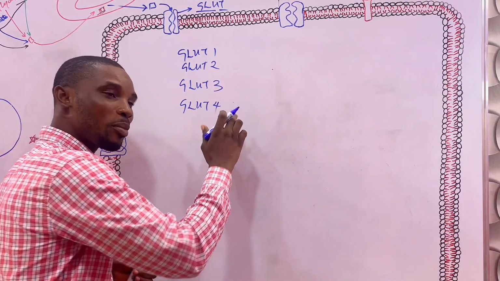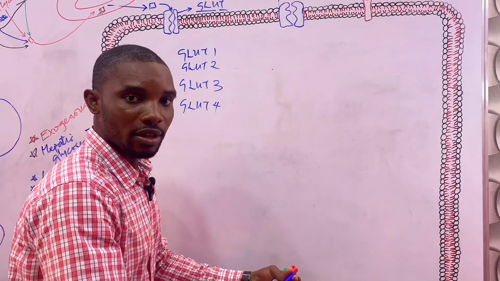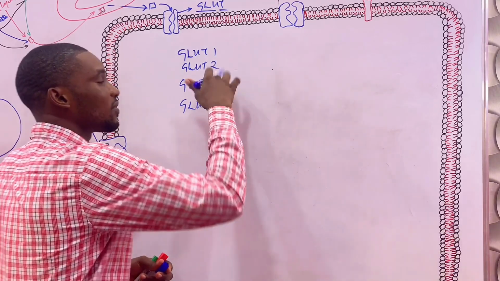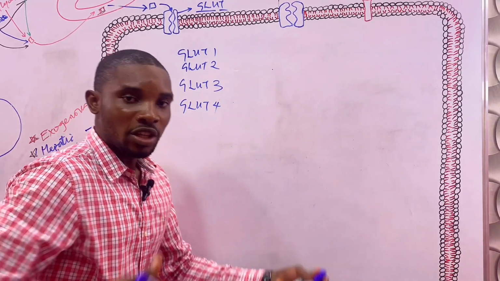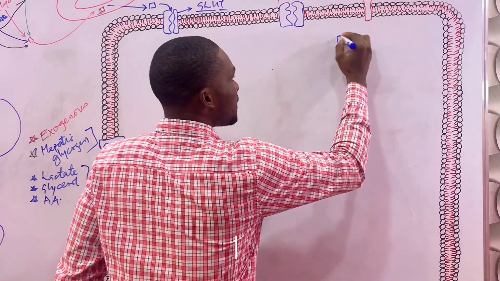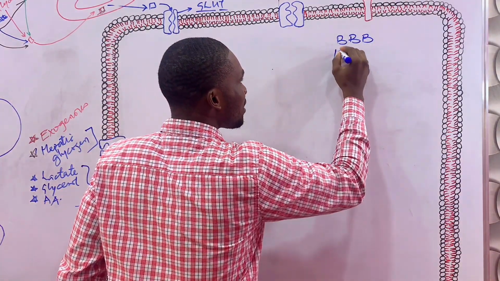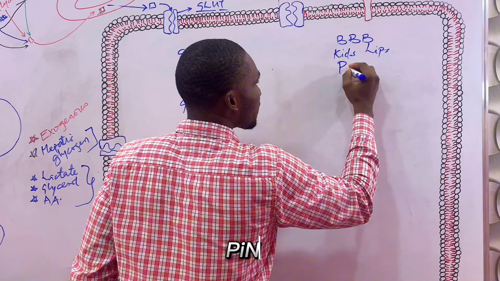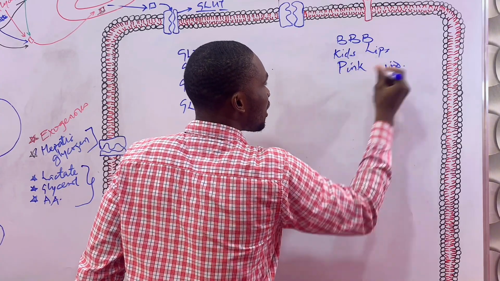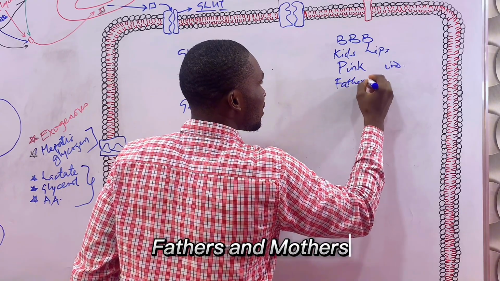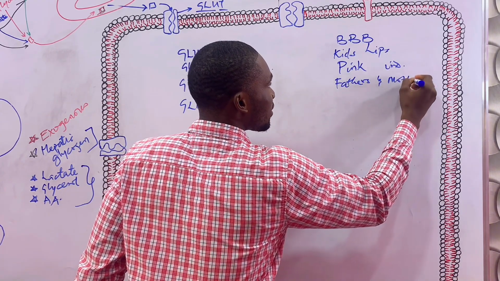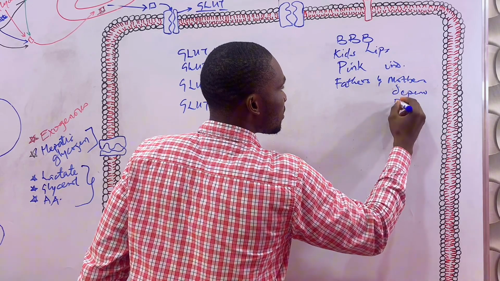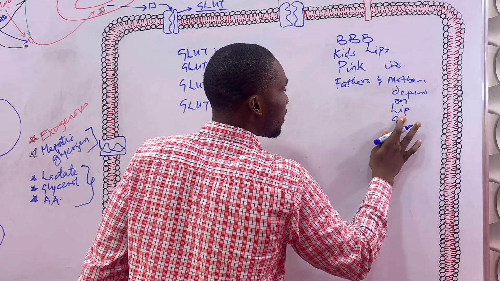So I want to tell you a simple mnemonic which you use to know all these glucose transporters. You know, they are named based on where they are found. All right. So GLUT1 is found in particular places, GLUT2 is found in particular places, just like that. Okay. So B, B, B, kids' lips are pink independently, but fathers and mothers depend on lip balm.